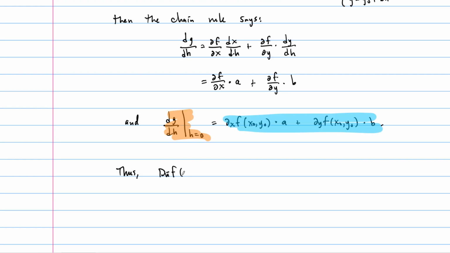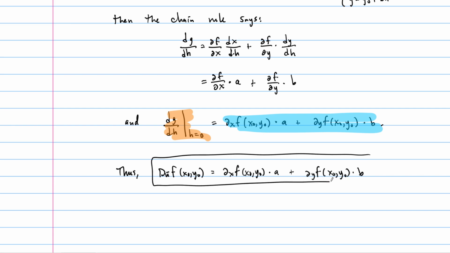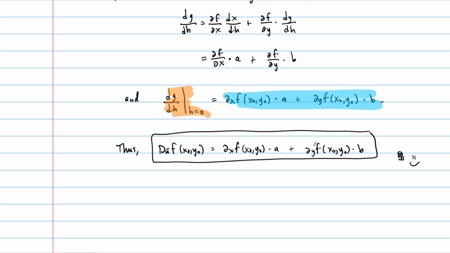So Duf at x naught y naught is computed by the partial derivative dxf at x naught y naught times a plus dyf at x naught y naught times b. So this is a formula that's going to be easier for us to compute with because we know exactly how to compute these partial derivatives. Okay, so let's work with this now.